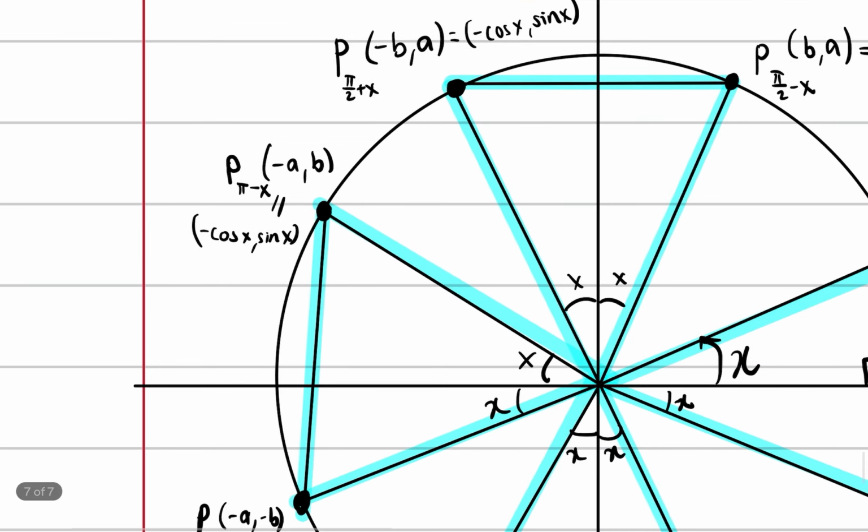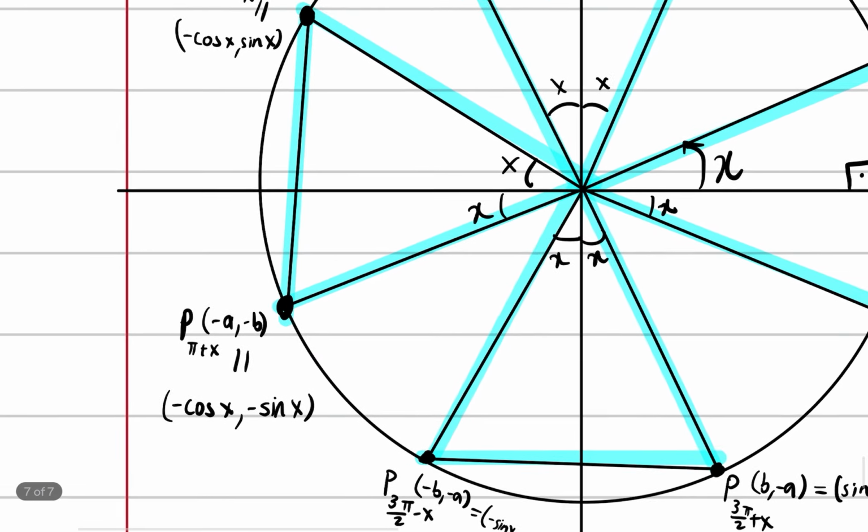And this is pi minus x. Remember, x is a reference angle. So this is where x is going to be. This is the measure of x. Here's a reference angle x. So this is pi minus x, right? This is the actual big angle with a reference angle x. So this is negative a comma b, which is negative cosine x comma sine x.